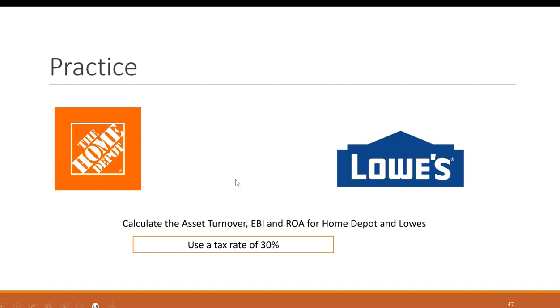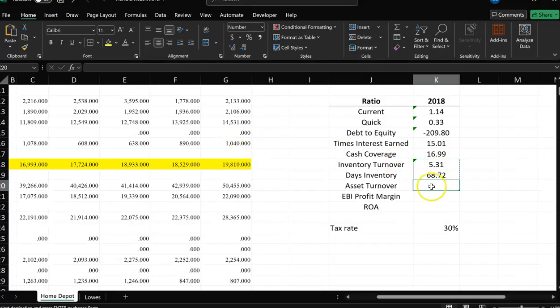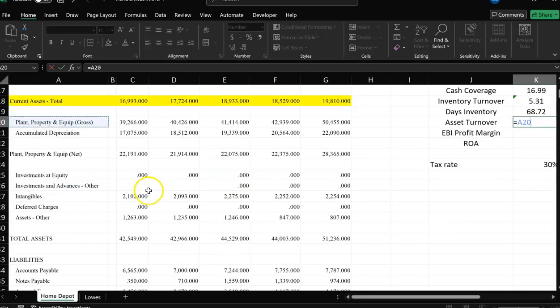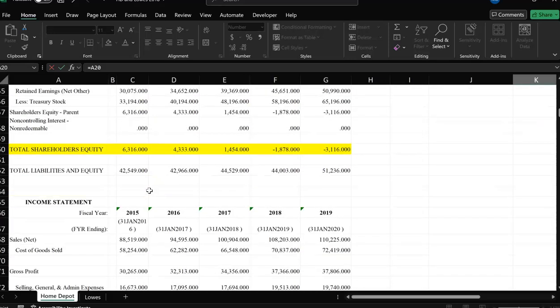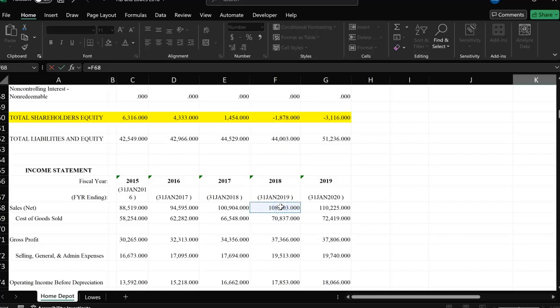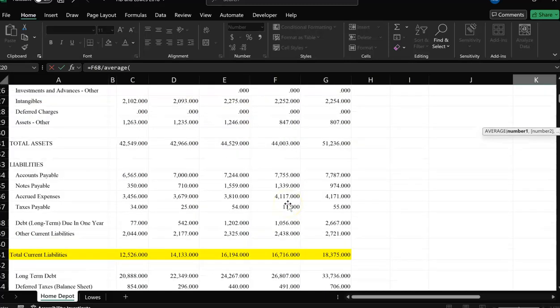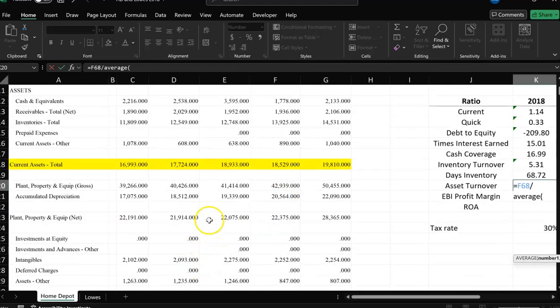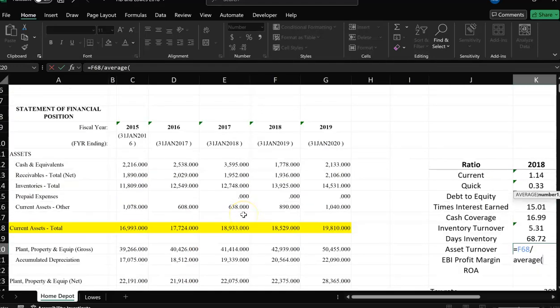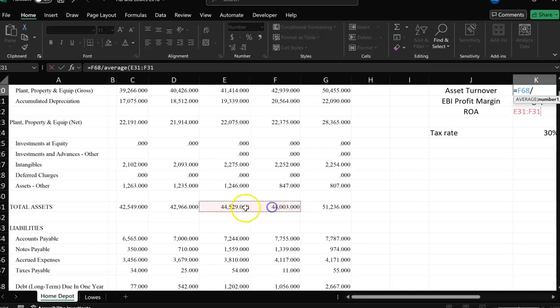Okay. All right, so we can calculate these for Home Depot and Lowe's. So let's just go do that here. For asset turnover, remember that's sales divided by assets. Sales is an income statement item, and I'm not going to need to average it, but assets is a balance sheet item, so I'm going to average it. So sales divided by the total assets, which is here, and I'm going to take the average of the 17 and 18 numbers.